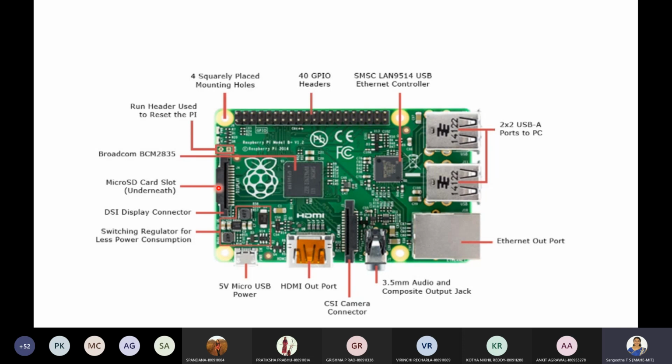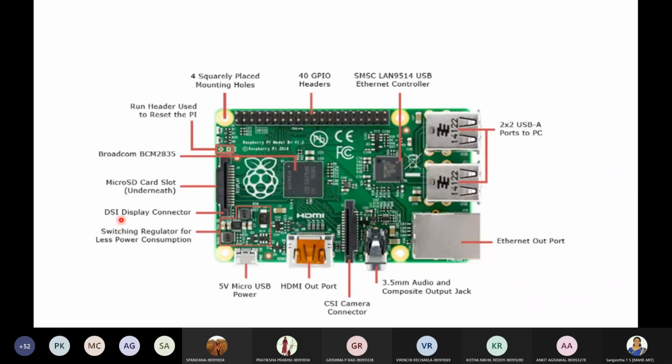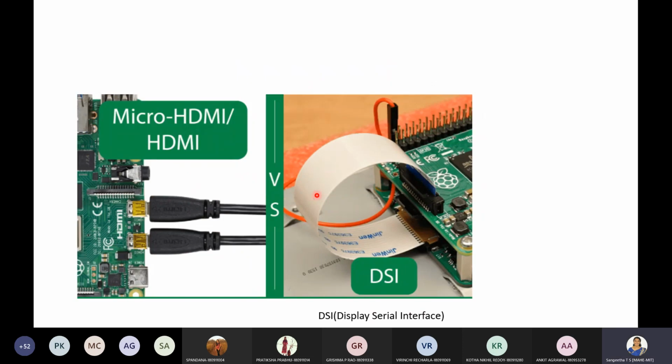Let us see. DSI is the display connector. This one. Okay, the DSI display connector. The rest of the things I have explained. Let us come to this DSI display connector. The next coming slides I have shown. So in here, you can see that it's a display serial interface which is used for connecting with the other modules.